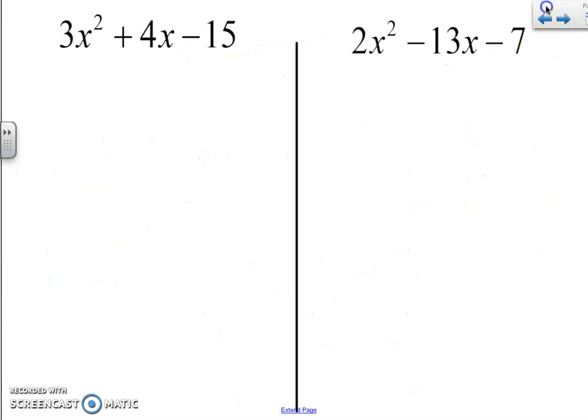Let's look at 2 actually. So again, the first thing you're going to do is multiply a times c and do your t-chart. So 3 times negative 15 is a negative 45. And then you're going to bring that b term over here.